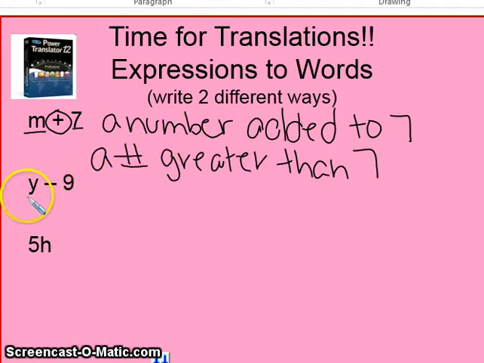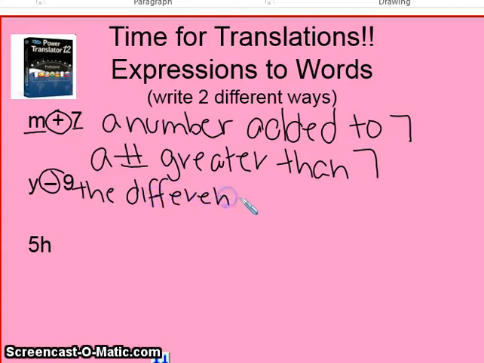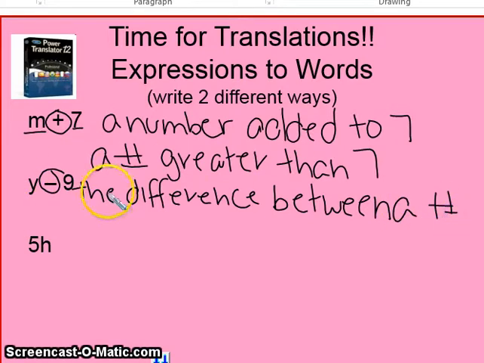Now the second example is y, a variable, minus 9. So we're going to have to use words that deal with subtraction. Now difference is a big one, so a possible way to write this would be the difference of, or difference between, and whenever we use difference, it comes before the two numbers. So we would say the difference between. Now you could either say y or you could say a number. I'm going to use a number here. The difference between a number and 9.